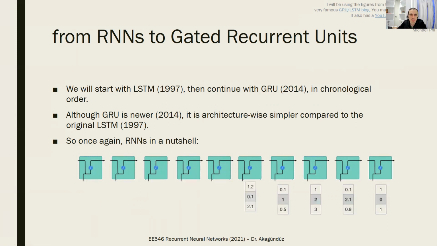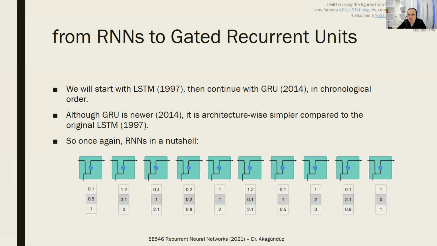So we'll start with LSTM, 1997, then continue with GRU. And frankly, there's something funny again. Although GRU is newer, which is the Chinese version of the LSTM, it is architecture-wise simpler.